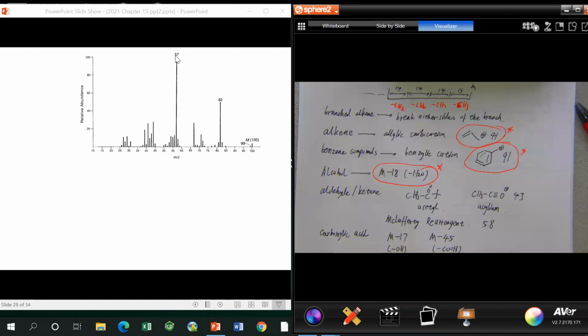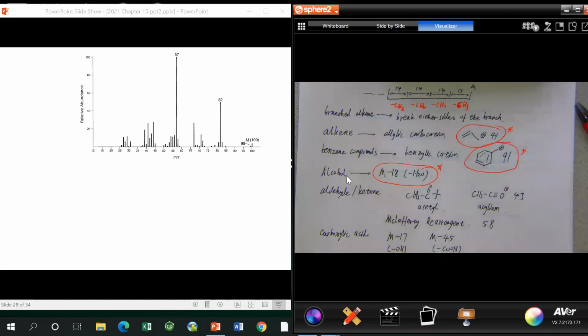Anyone want to take a try? Just based on the knowledge we just learned, what kind of functional group? That's right, alcohol.